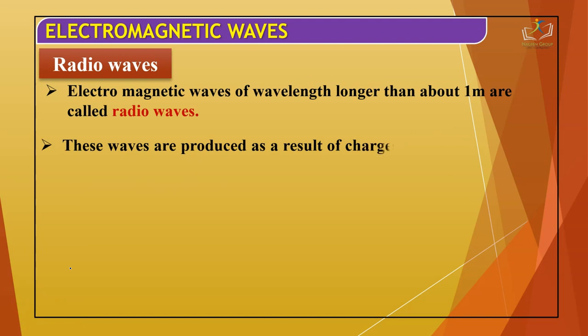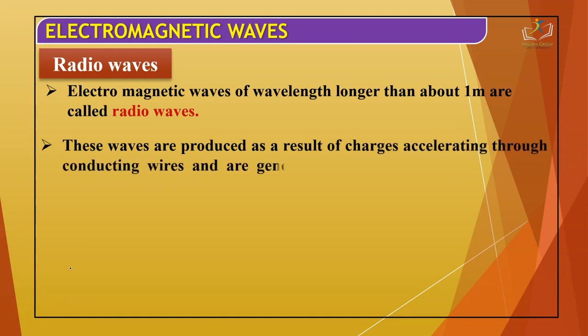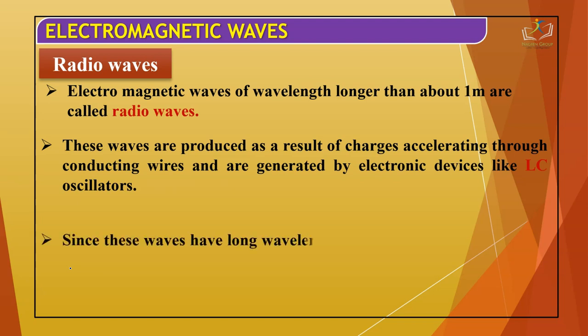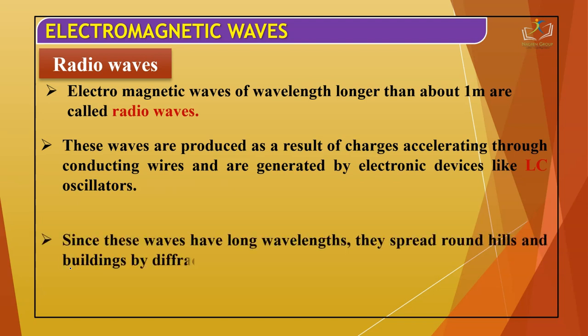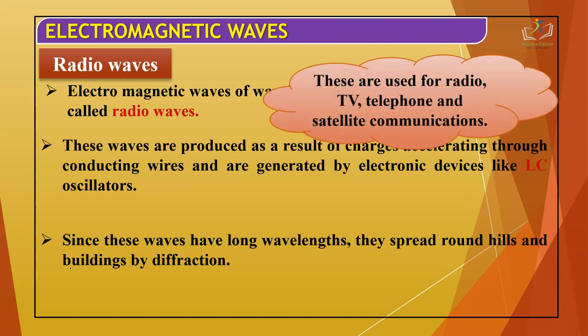These waves are produced as the result of charges accelerating through conducting wire and generated by electronic devices like an LC oscillator. So by the LC oscillator we can produce radio waves. Since these waves have a long wavelength, they can spread around hills and buildings by diffraction. These are used for radio, TV, telephone and satellite communication.